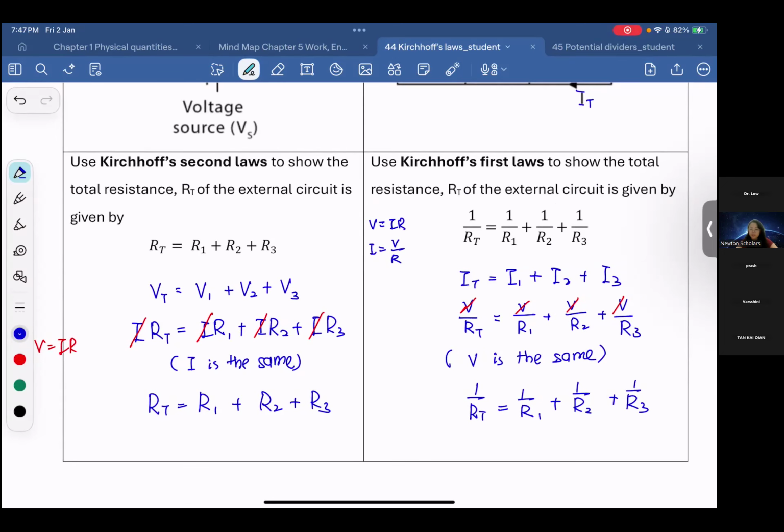Ten seconds to complete this. Then we are going to page number 9.